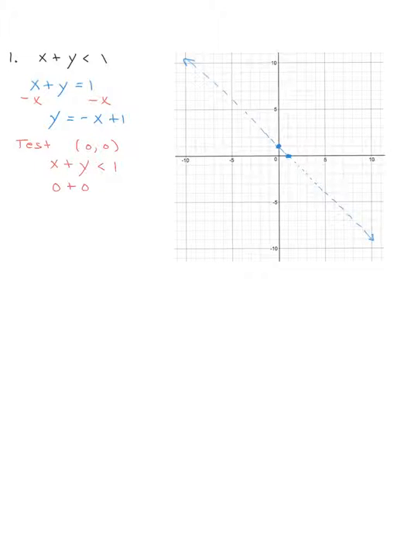0 goes in place of x and y. 0 is in fact less than 1. This is true. This means I shade below the line.